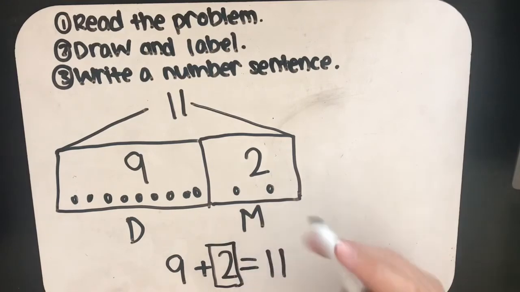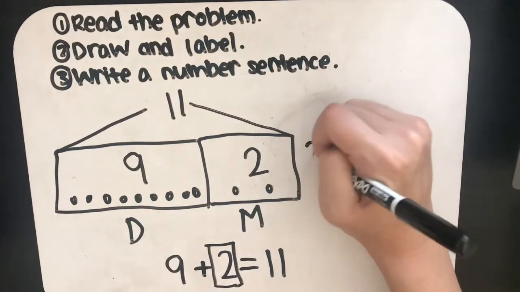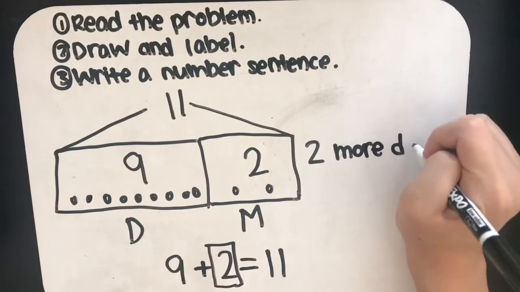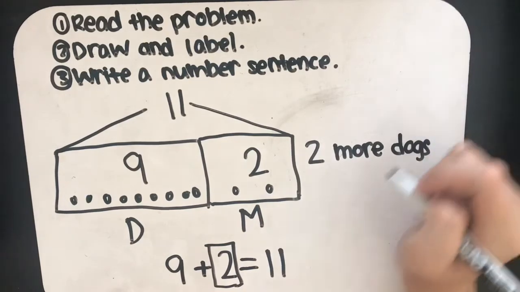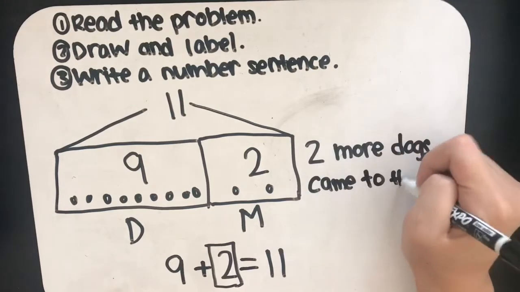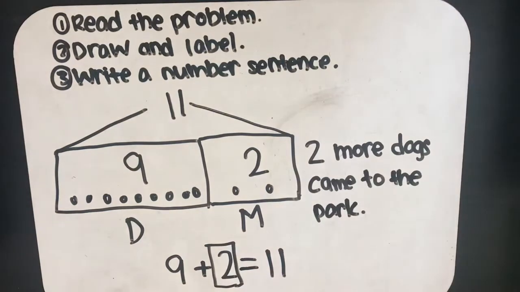Let's put a box around it so we know that this is the answer we were looking for. And we'll write our statement. 2 more dogs came to the park. Good job, first graders.